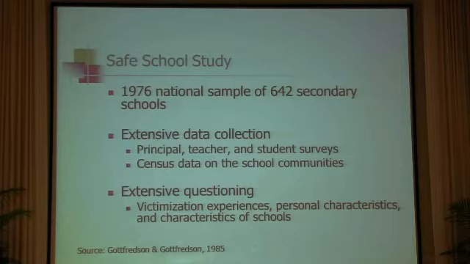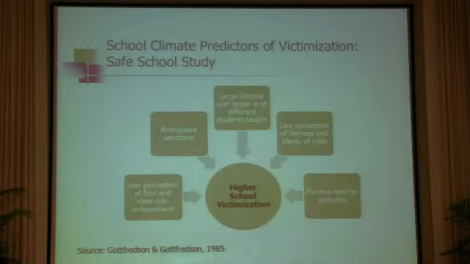We merged those school data with characteristics of the communities in which the schools were located so that we could control on those community characteristics when we were trying to isolate the effects of school environment. The Safe Schools study found that among the largest predictors of victimization in school, net of many important community influences, were the characteristics that are shown in this slide.